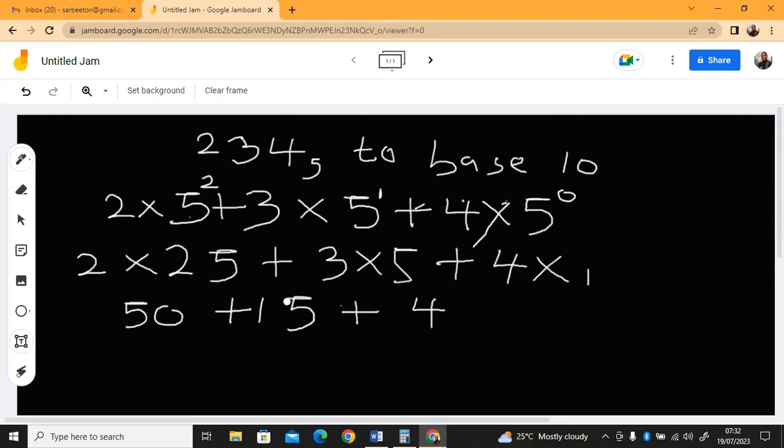Now 50 plus 15 is 65. 65 plus 4 is 69. So this is going to give us 69 base 10. If you calculated yours, no problem. So I guess you did it on your own and you got it right. So this is conversion from base 5 to base 10. Now it's base 10.